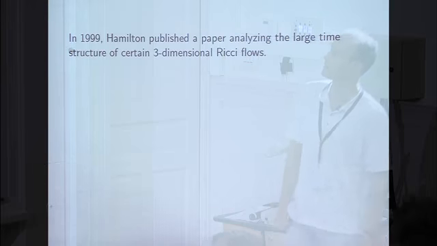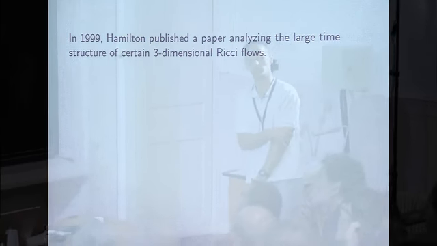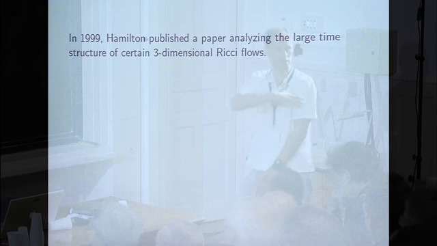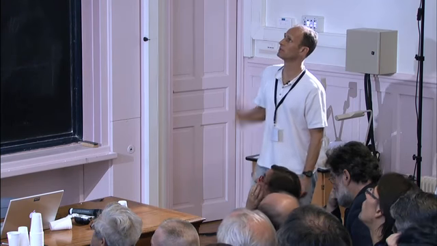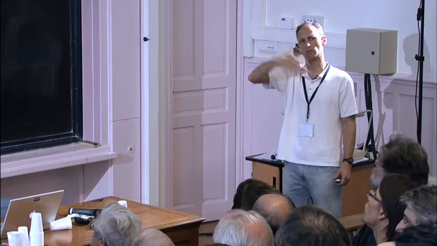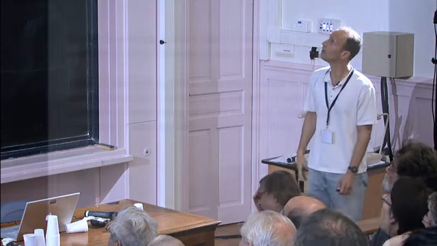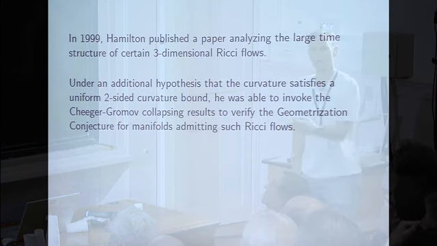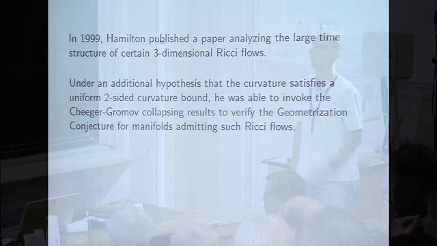Now, coming back to Ricci flow, in 1999 Hamilton studied a certain class of Ricci flows in dimension 3. He was interested in studying the large time behavior of Ricci flow. What he did was to simply impose an assumption on the curvature. He assumed that the Ricci flow existed for all time with no singularities, and that if you normalize the metric at time t to make the volume 1, then there were uniform upper and lower bounds on the curvature of the resulting metrics. Under this assumption, he was able to show that the geometrization conjecture held, by invoking, in part, one of the ingredients being precisely this collapsing theory of Cheeger and Gromov.